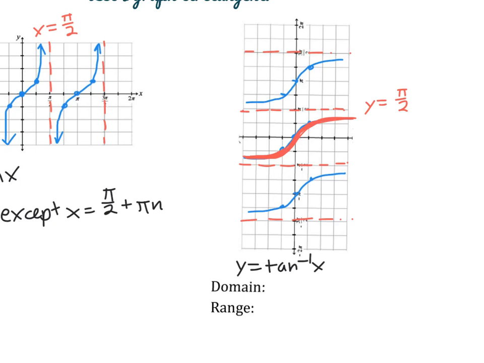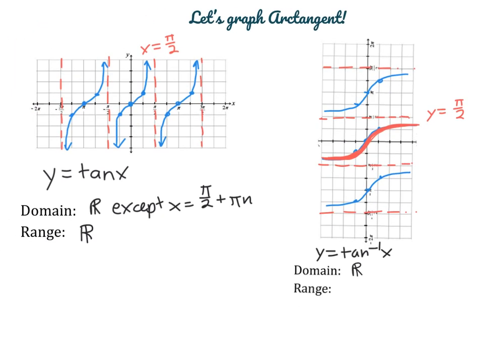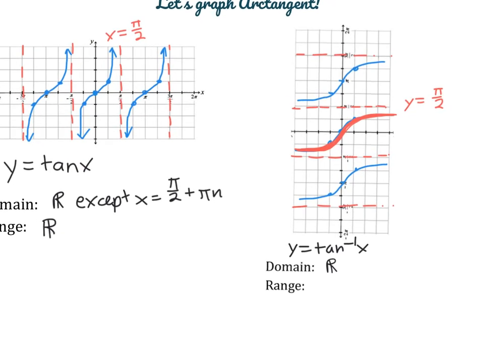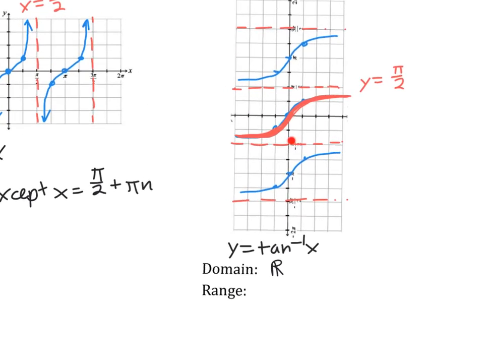So here, our domain is actually going to be all real numbers, which not coincidentally is the range from our original function. And then you can see that our range is going to be everything between these two asymptotes, but not including them. So our range is everything from -π/2 to +π/2.